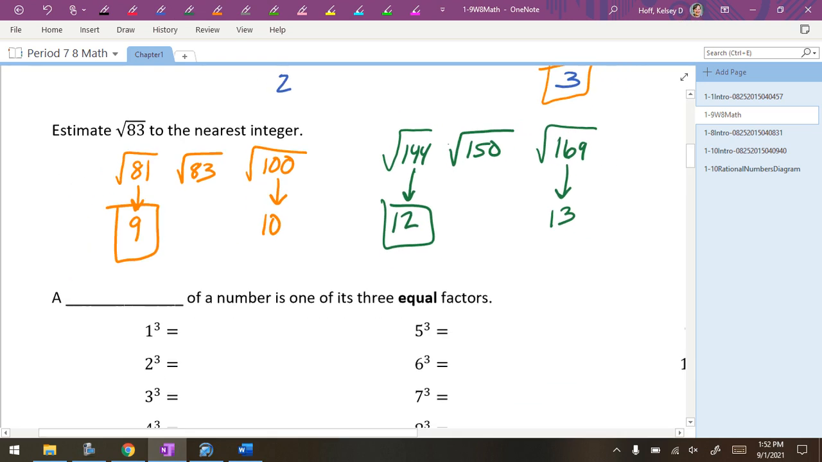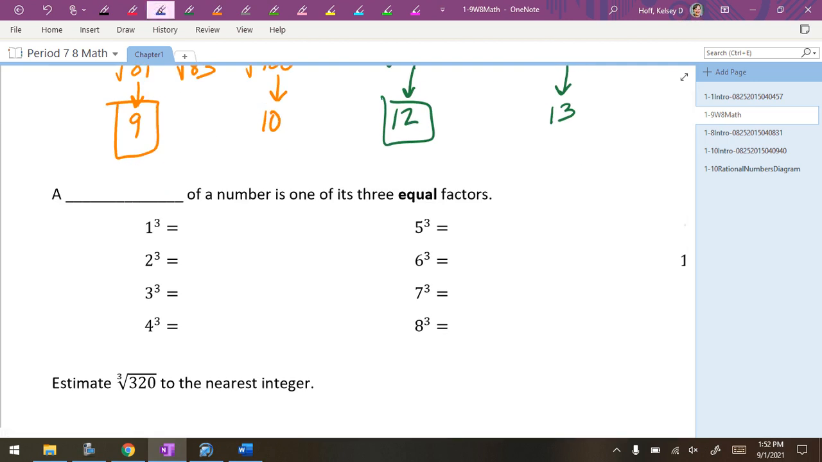I'm going to throw you one curveball, okay? We just did square roots. What number times itself twice? So 5 times 5, 4 times 4, 12 times 12. Now we're going to work with cube roots. Cube roots is when you have 3 equal factors. So now we're going to multiply numbers together 3 times.